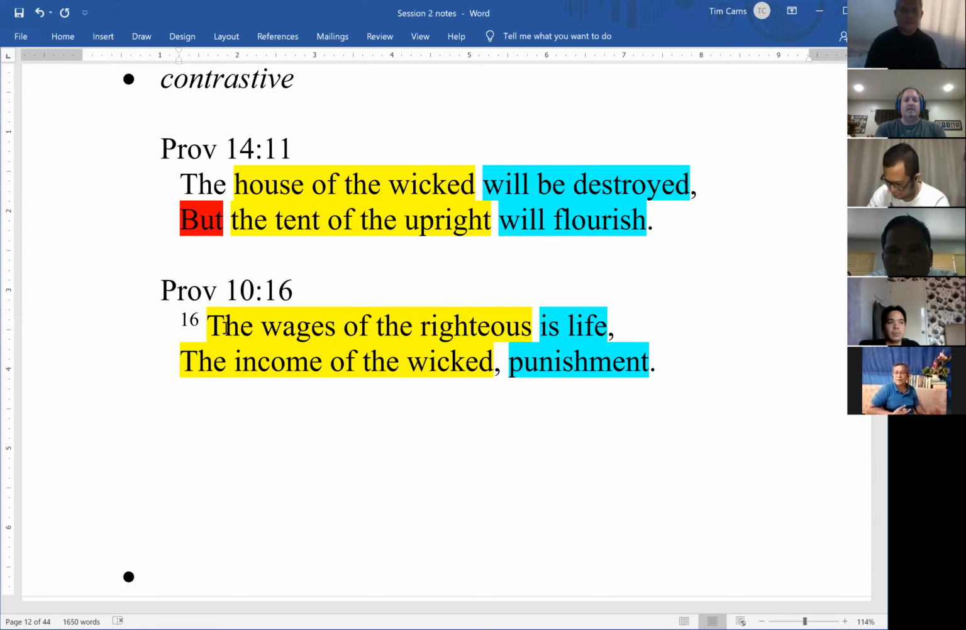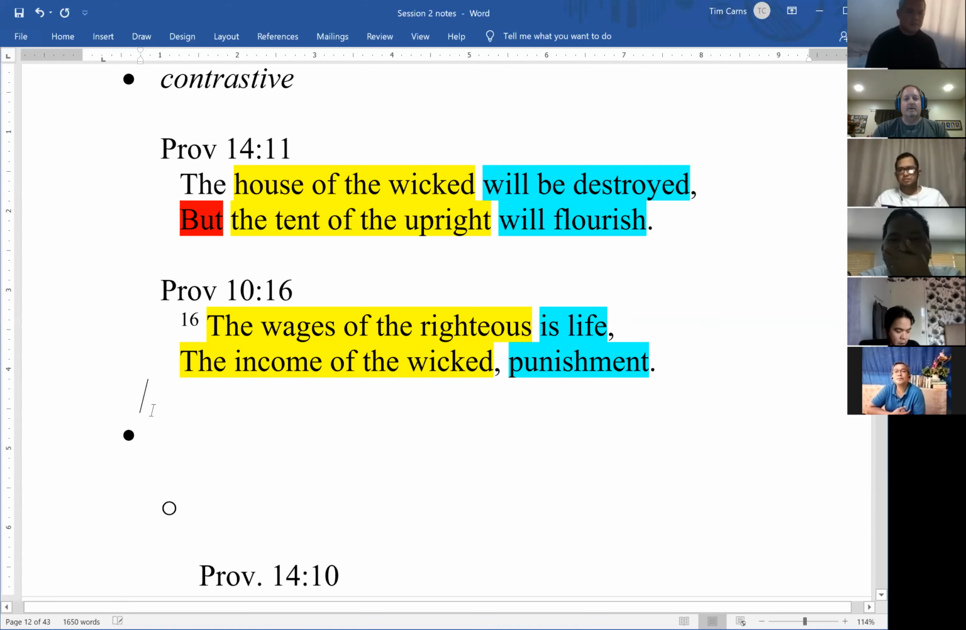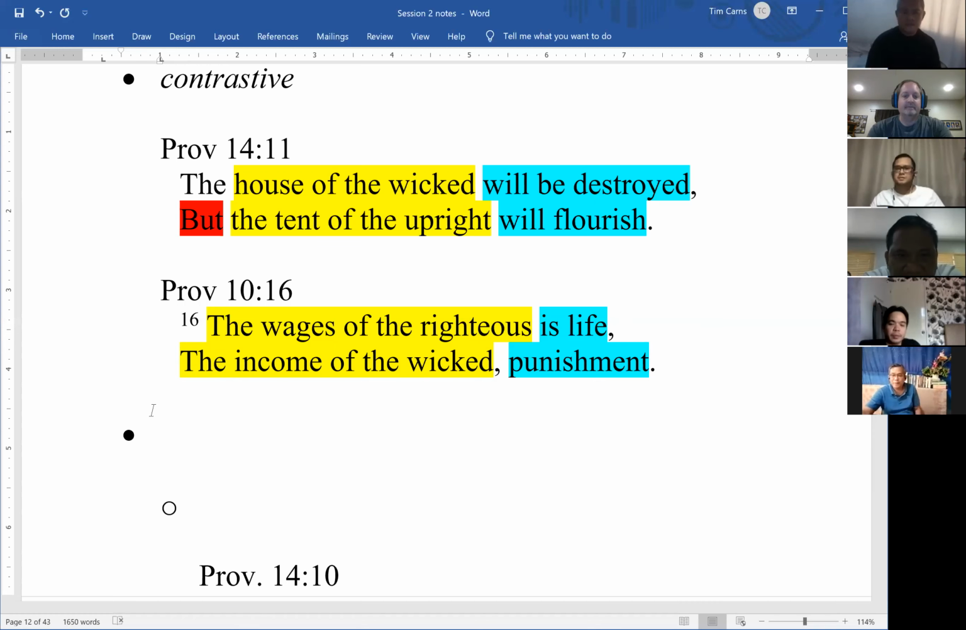But notice again, opposites being compared. Wages of the righteous, income of the wicked. Is life, is punishment. Okay? All right, so those two are generally fairly easy to spot. The third one is a little bit more of a challenge. Okay, what's the third one? Developmental. Okay, Developmental.